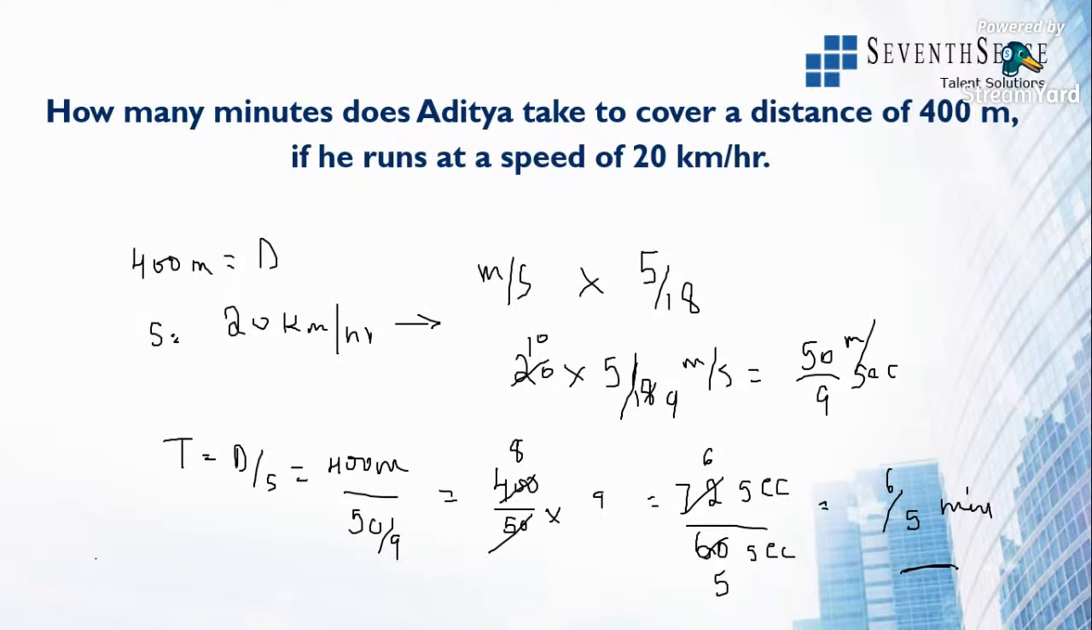You can either convert 20 kilometer per hour to meter per second, or convert 400 meters to 0.4 kilometer and use this speed for direct solving. All right. So hope everyone understood. Shall we move on to the next question?